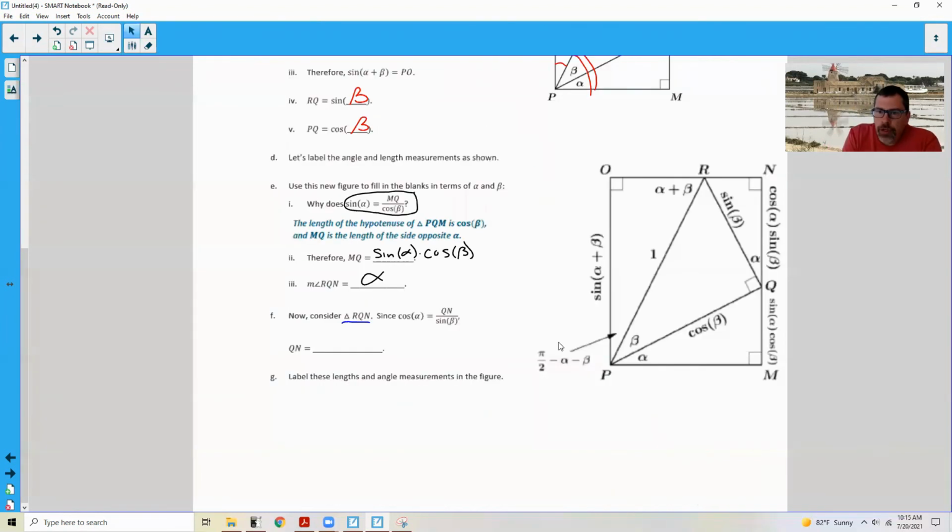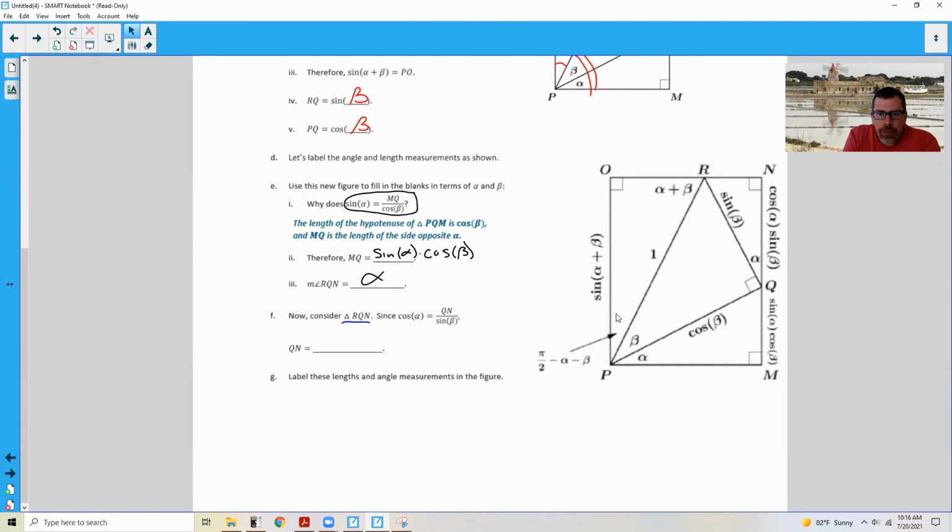Okay, so here's our newly drawn diagram, filling in everything that we have found. Pi over 2 minus alpha minus beta is this angle. Alpha plus beta is this angle. This is alpha. This is cosine alpha sine beta, and this is sine alpha cosine beta.